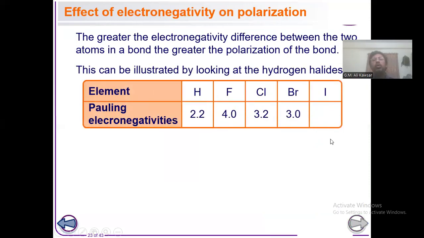So look at the electronegativity in the table. According to Pauling, the electronegativities are like this. Hydrogen is 2.2, fluorine is 4, that is the maximum. Chlorine is 3.2, bromine is 3, and iodine is 2.7.